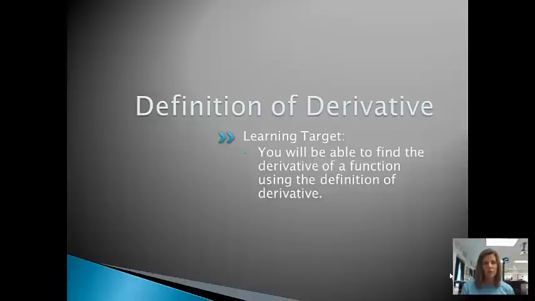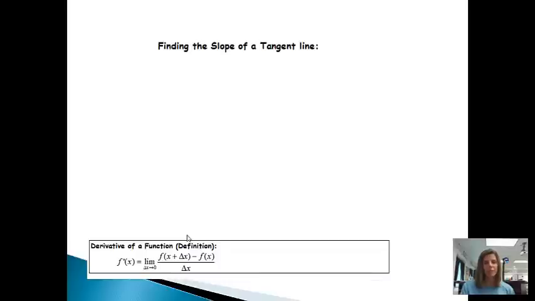So far, when working with derivatives, hopefully you know what a derivative is and you're able to know something about the derivative by looking at the graph, because it's just the slope of the tangent line. What we're going to be looking at today is, if we're given an equation, how are we going to find that derivative? So at the end of this lesson, you'll be able to find the derivative of a function using the definition of derivative.